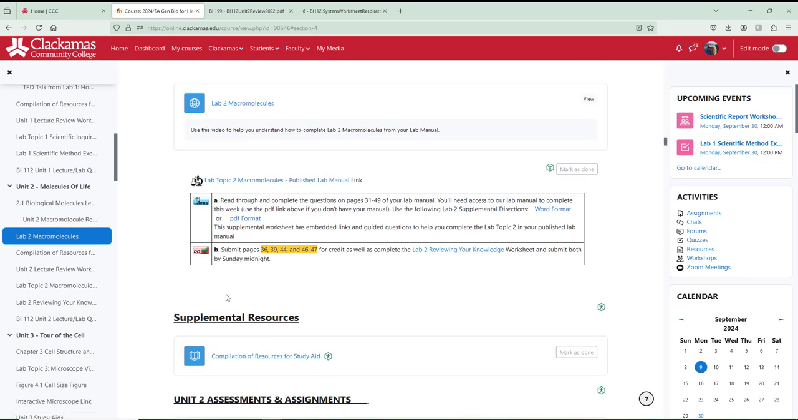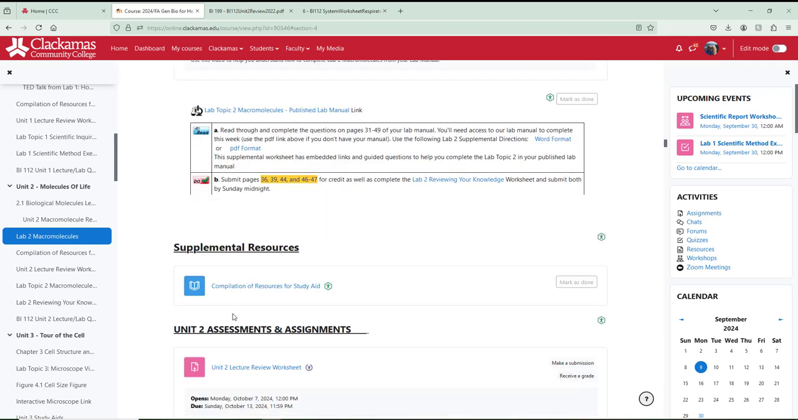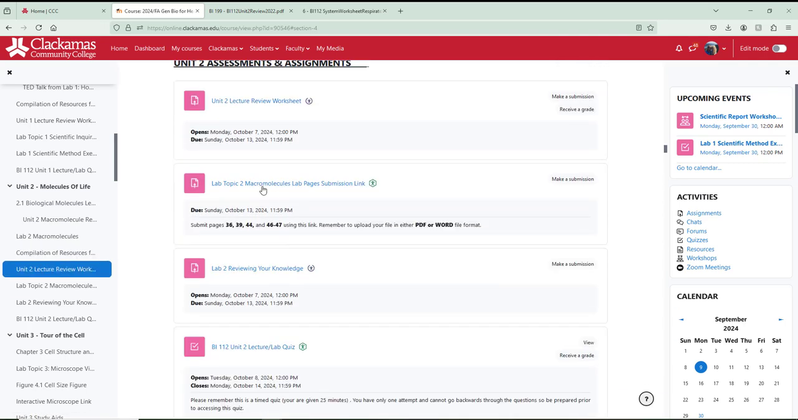Okay, so you'll be submitting pages from your lab manual. There are 5 pages that you'll be submitting for credit. And then there is the worksheet, reviewing your knowledge. So here's the link that you'll be using to submit your pages. And then the reviewing your knowledge.